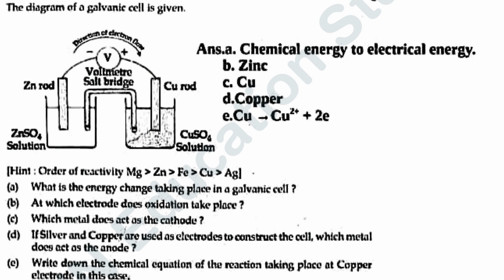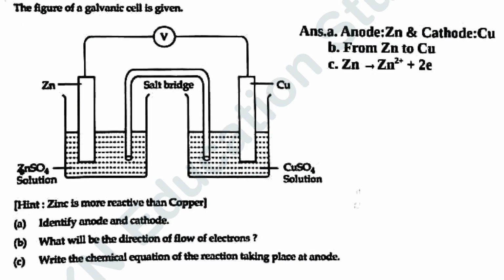Next question. If silver and copper are used as electrodes to construct the cell, which metal does act as the anode? Answer is copper. Next question. Write down the chemical equation of the reaction taking place at copper electrode in this case. Answer is Cu gives Cu2+ plus 2 electrons.